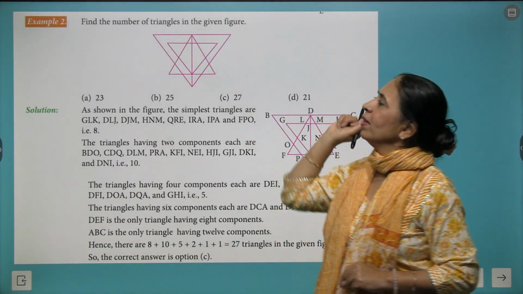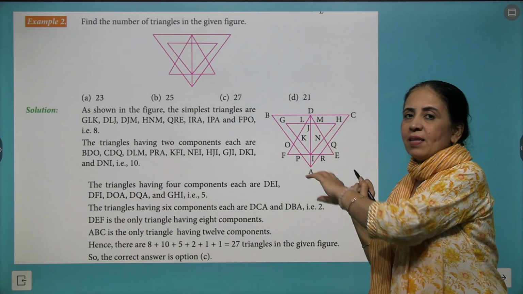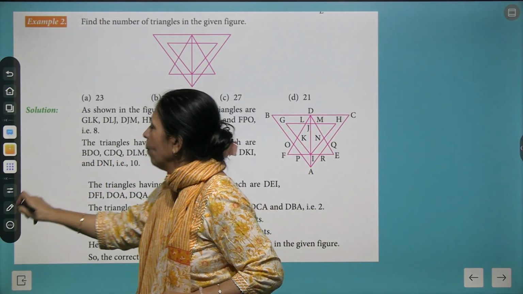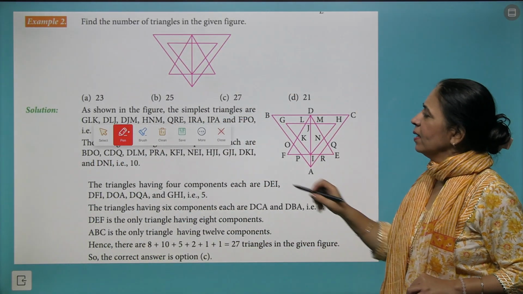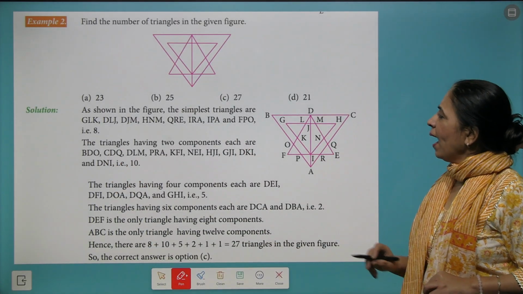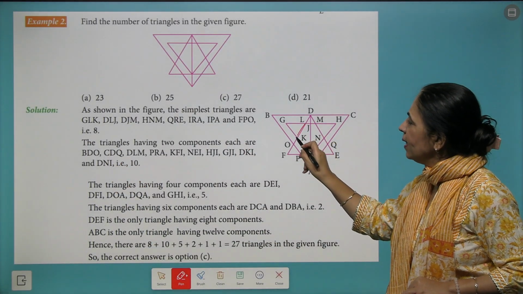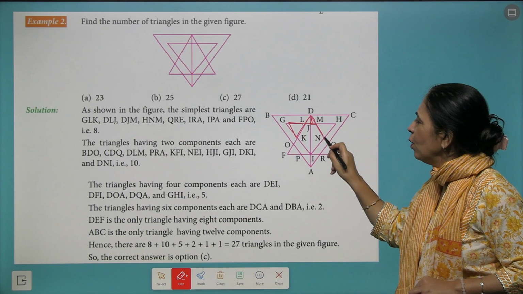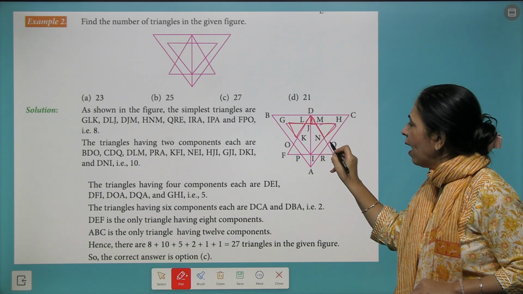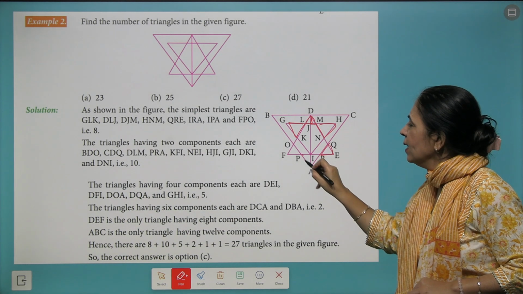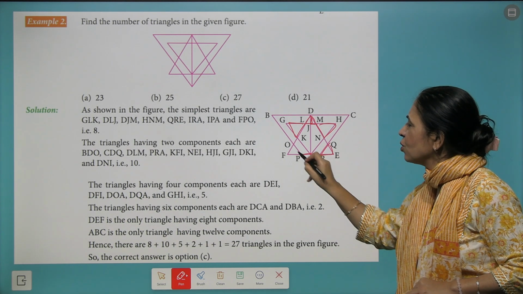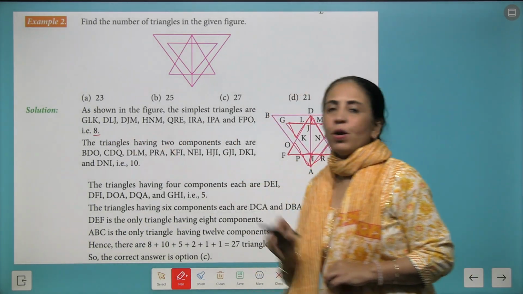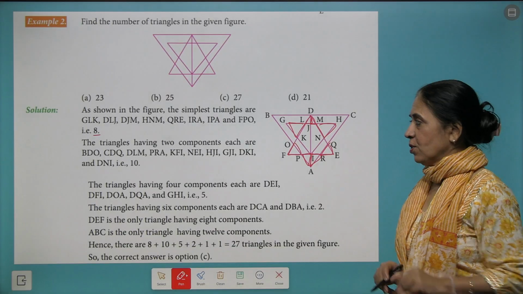Let's read the next example. You need to find the number of triangles in this given figure. Starting right away from the simplest triangles that you could find, we say these are the simplest triangles, right? 3, 4, then we have this 5th triangle, 6th triangle, 7th triangle and 8th triangle. So in all we got 8 simplest triangles.